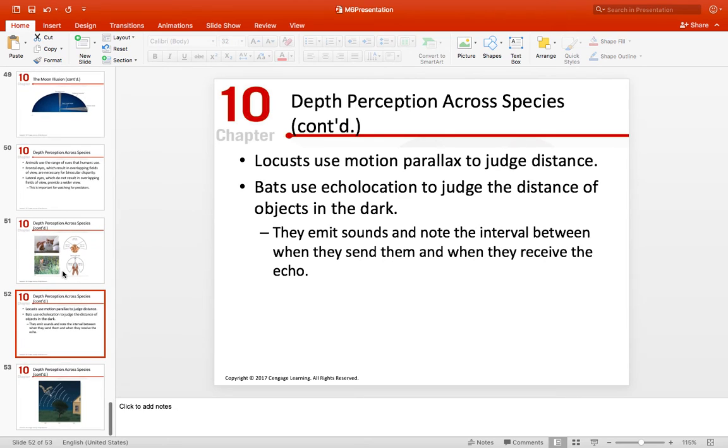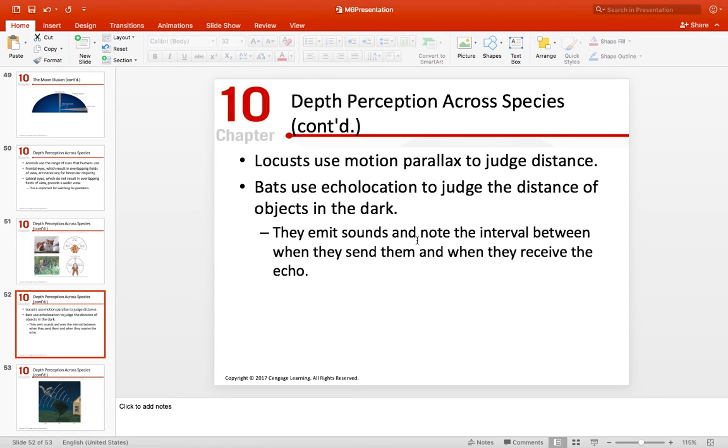And you can see what's interesting to me about depth perception across species. Once again, with different sense organs and different nervous systems, they have a totally different world. You can see locusts use a lot of motion parallax to judge distance. Bats are really fascinating. They use echolocation, a variant of an auditory type thing, to judge the distance. It's essentially sonar.